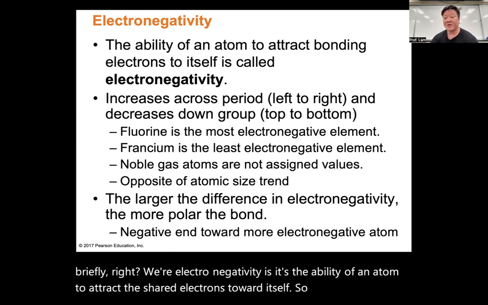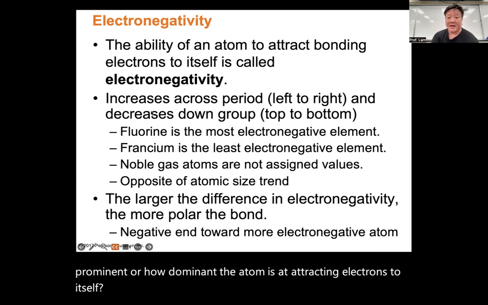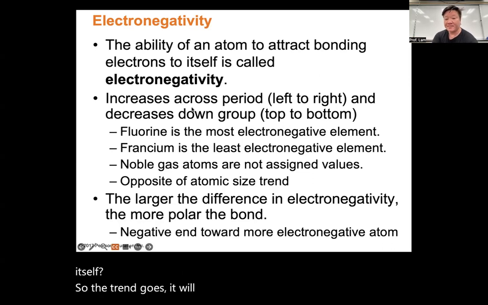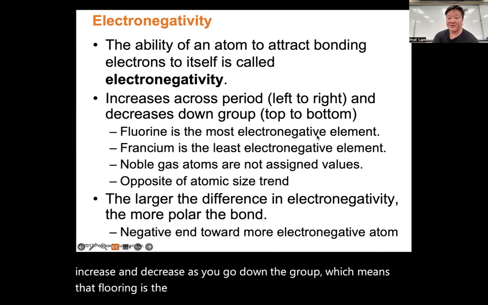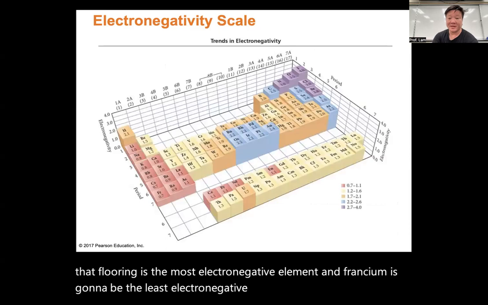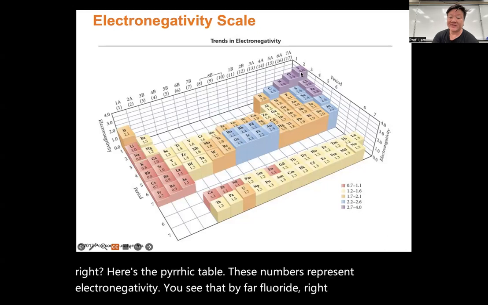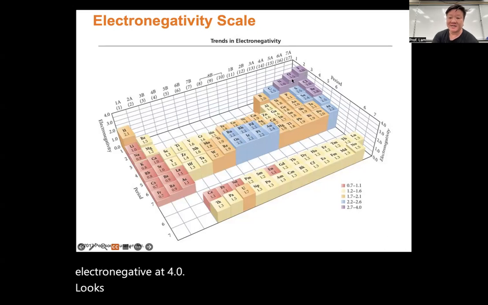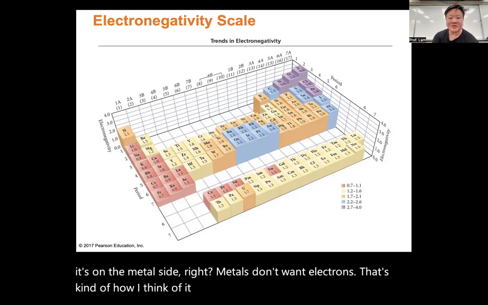So how prominent or how dominant the atom is at attracting electrons to itself. The trend goes: it will increase as you go across the period and decrease as you go down the group, which means that fluorine is the most electronegative element and francium is going to be the least electronegative element. So here's our scale. Here's the periodic table. These numbers represent electronegativity. You see that by far fluorine is the most electronegative at 4.0. Looks like oxygen is the next one at 3.5. Francium and cesium are the least electronegative because they're on the metal side. Metals don't want electrons. That's kind of how I think of it. So it's not electronegative.